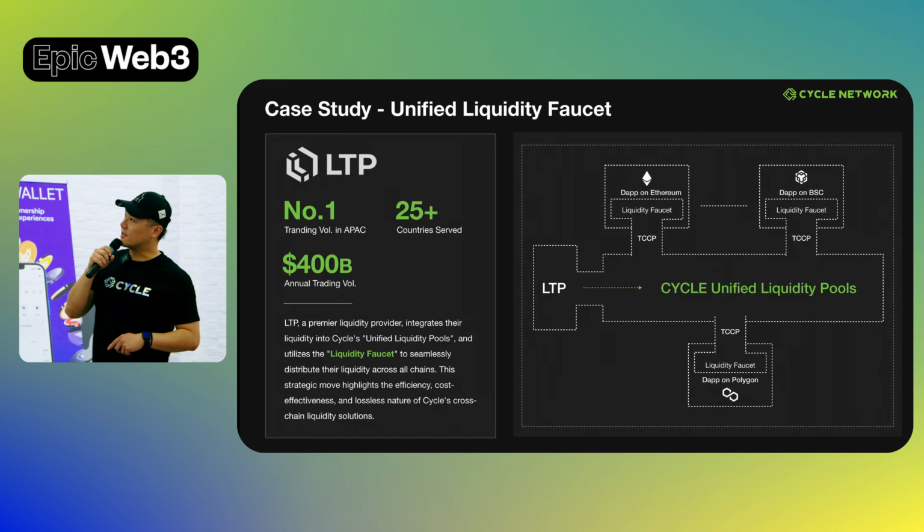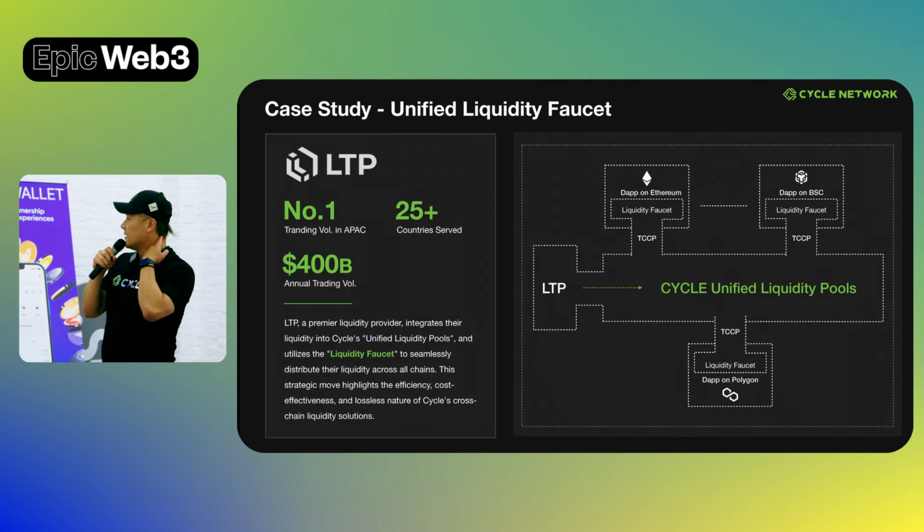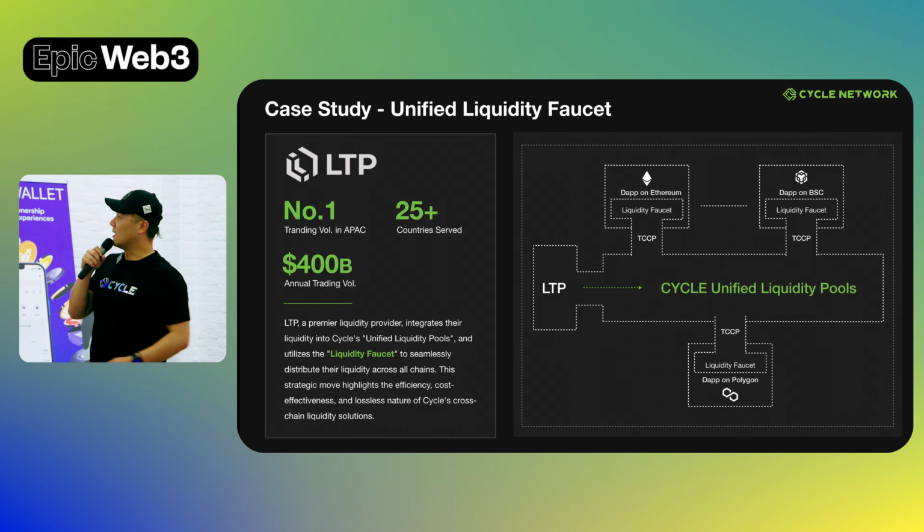Yeah. And case number 2 is about the unified liquidity faucet. With the cooperation with the number 1 trading volume in the APAC area, called LTP, Cycle uses the unified liquidity pool, plus the TCCP of course, to support all kinds of ecosystem here.